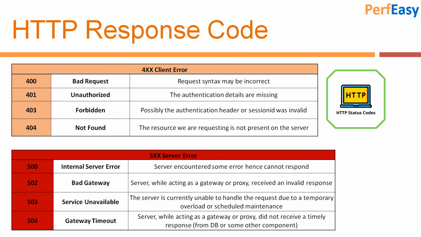The third one is 503 service unavailable. Here it means that the server is currently unable to handle the request due to a temporary overload or scheduled maintenance. These things happen, for example, in flash sales or when deals come into e-commerce applications and they have not scaled their environment up to that requirement. We see many times that 503 errors start appearing because the server is overloaded and is not able to respond. This is a temporary error only.